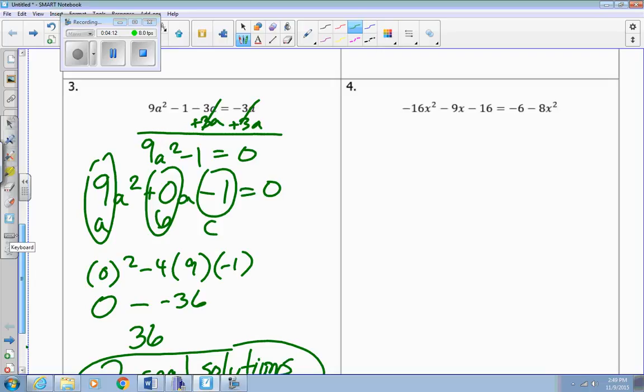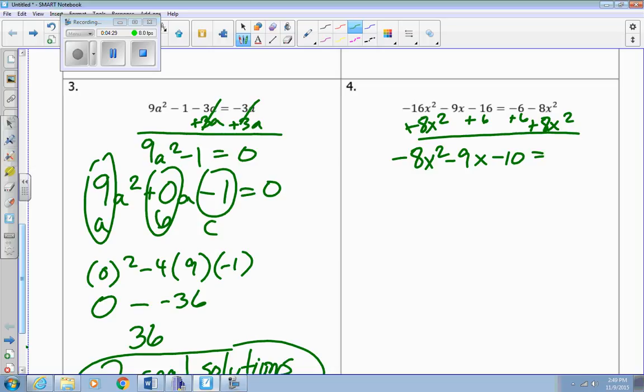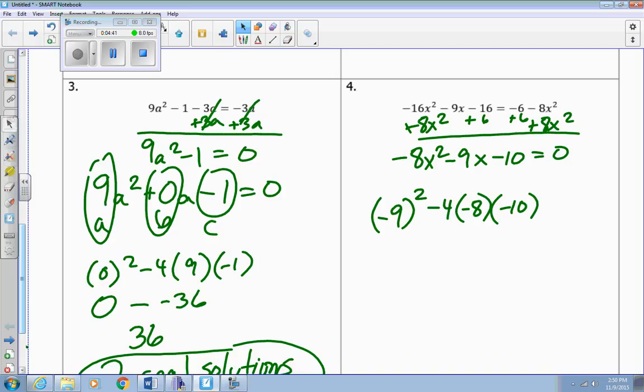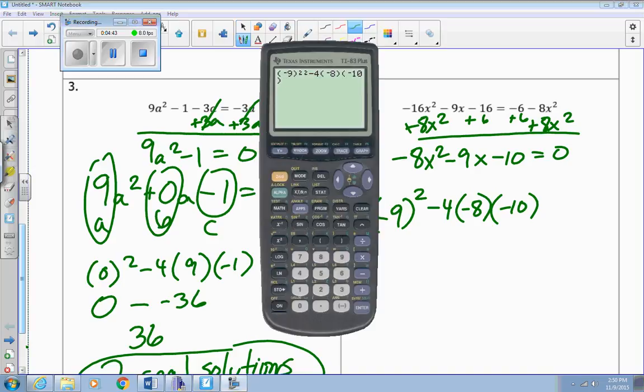Number 4, again, let's set it equal to 0. Does not matter which side you have equal to 0. Negative 8x squared, that's 6 also. Minus 9x minus 10 equals 0. So our a, b, and c, our b is negative 9, our a is negative 8, and our c is negative 10. Put this straight into the calculator. So I put it in the calculator, hit enter. Oh wow, big number.